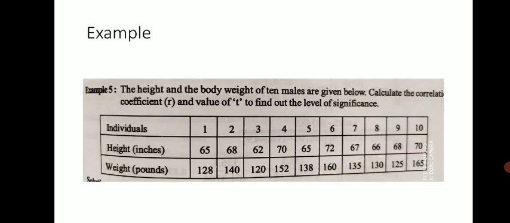Then this is the next example. Here the height and body weight of 10 males are given, and we are to calculate the correlation coefficient r and the value of t. But in our syllabus there is no need to calculate the significance test, so you can just solve for the coefficient, that is r. So here the number of individuals is 10, meaning n is 10 in this problem, and heights are mentioned in the second row, and weights in the third row.